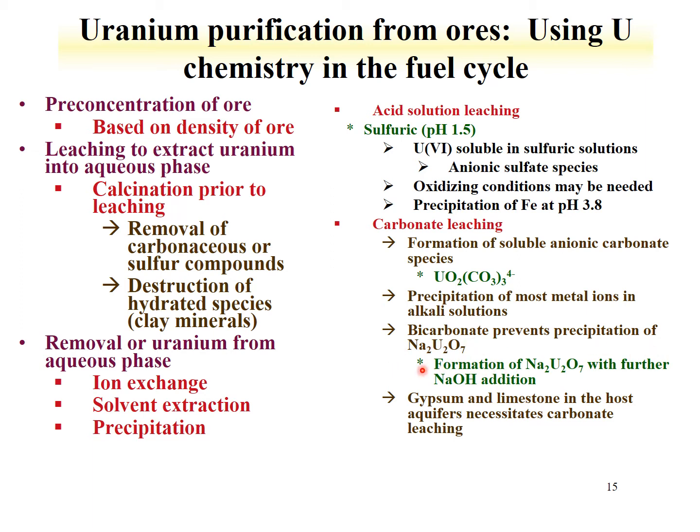Use of bicarbonates prevents the precipitation of the sodium diuranate, and this is primarily used for gypsum and limestone in the host aquifers, since adding acid would dissolve these host forms preferentially.